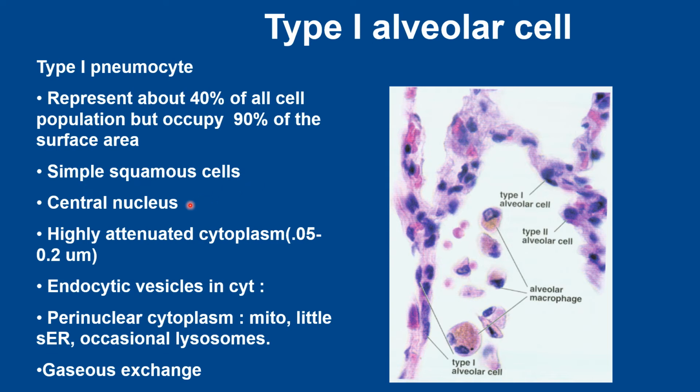They are simple squamous cells. They have a central nucleus and highly attenuated cytoplasm, 0.5 to 0.2 micrometer. They have endocytic vesicles in the cytoplasm. Their perinuclear cytoplasm has mitochondria, little smooth endoplasmic reticulum, and occasional lysosomes. Gaseous exchange occurs through these type 1 cells. Actually, in type 1 cells the cytoplasm spreads throughout the alveoli, so they cover 90% of the alveolar wall.